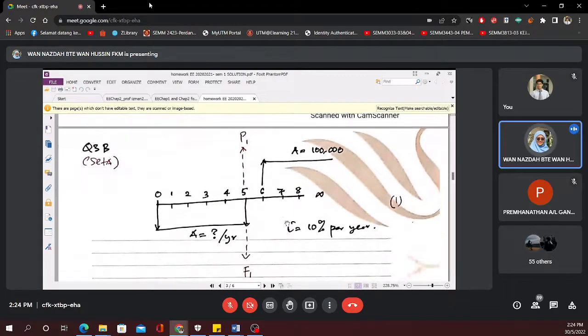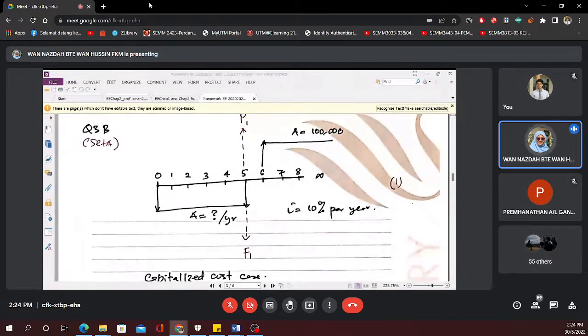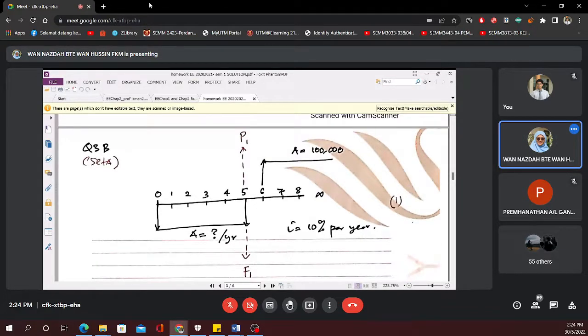Alright, so this is the cash flow diagram for that question. So what you are looking at is from year 6 up to infinity. What you obtain from year 6 up to infinity is A equals 100,000 per year. So this happens annually.